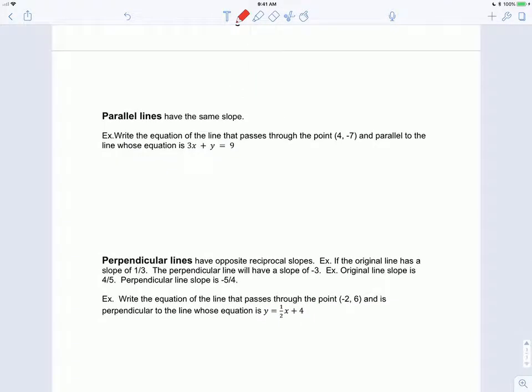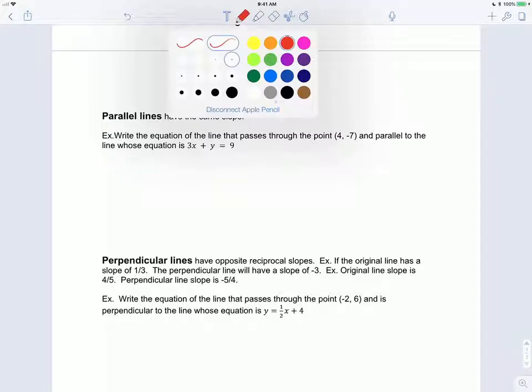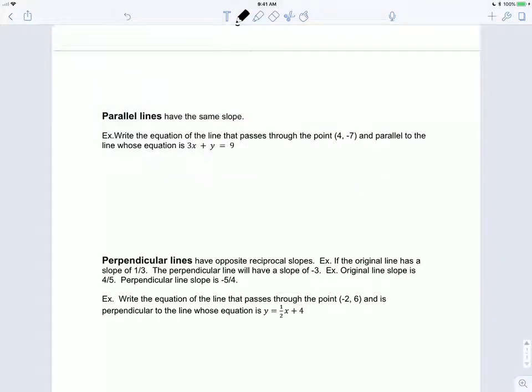Sorry. All right, so next thing you need to remember, parallel lines have the same slope, and perpendicular lines have opposite reciprocal slopes.